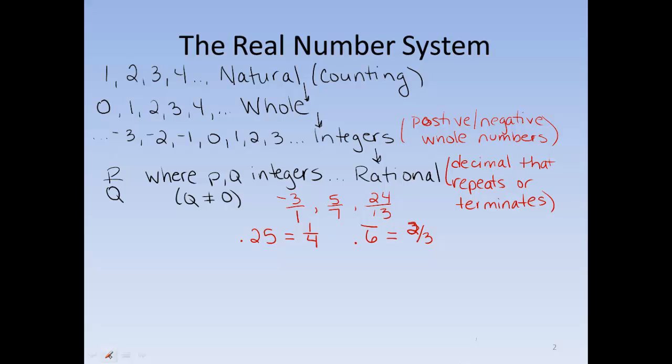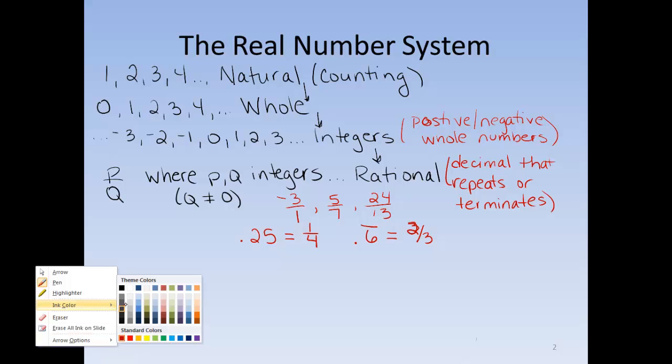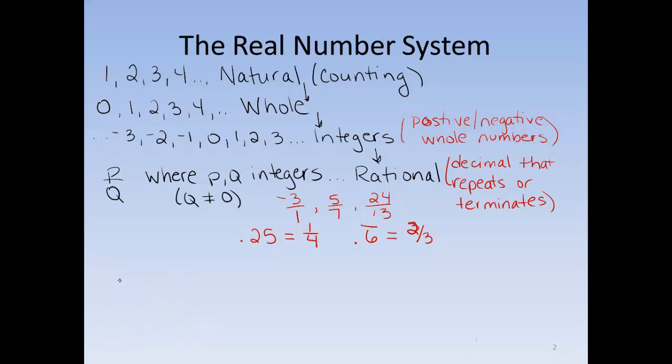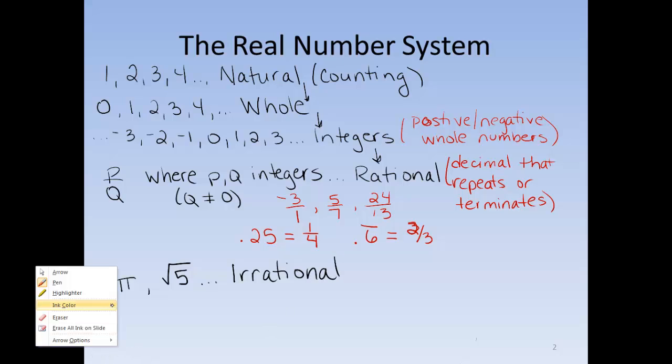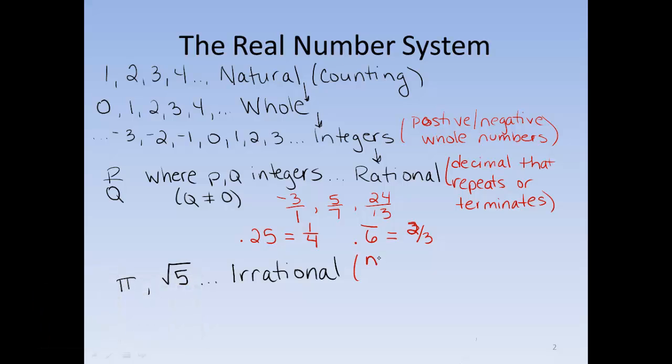So what happens with the decimals that don't terminate or don't repeat? For example, pi, or maybe the square root of 5. These are called the irrational numbers. And again, in terms of decimals, these are the non-repeating and non-terminating decimals.